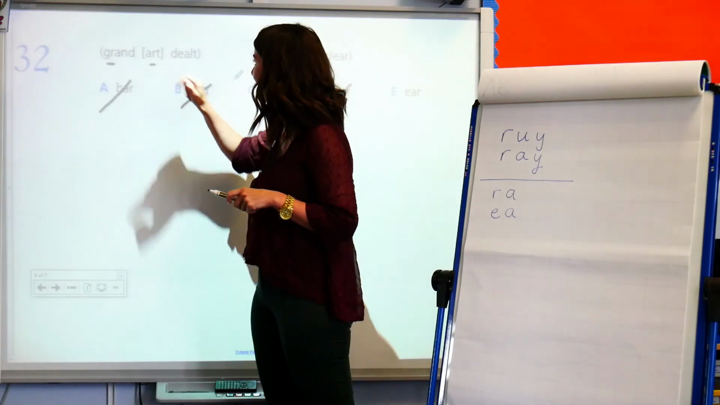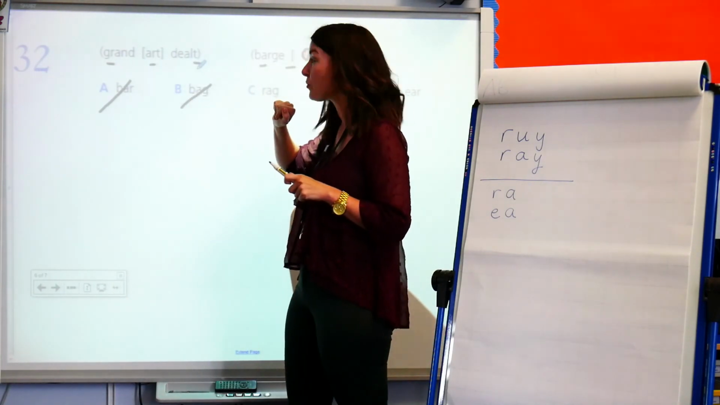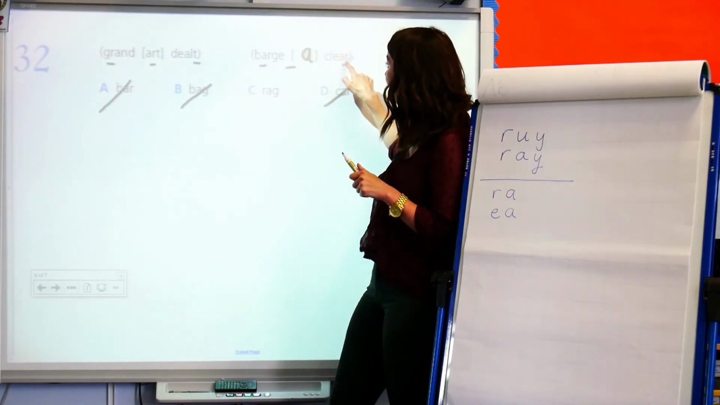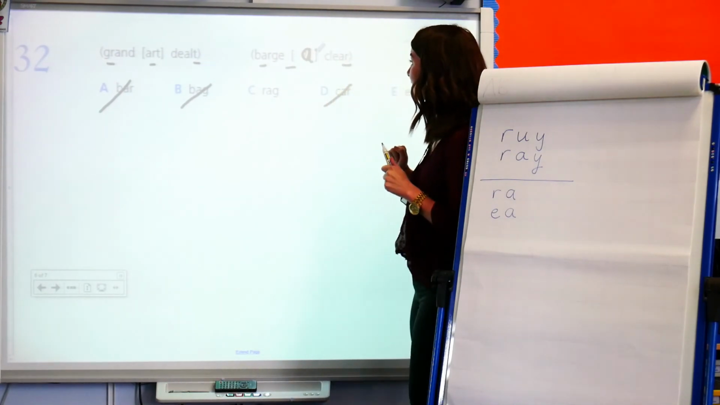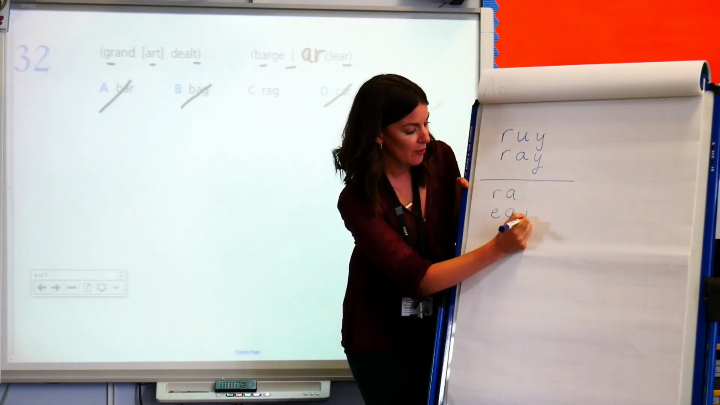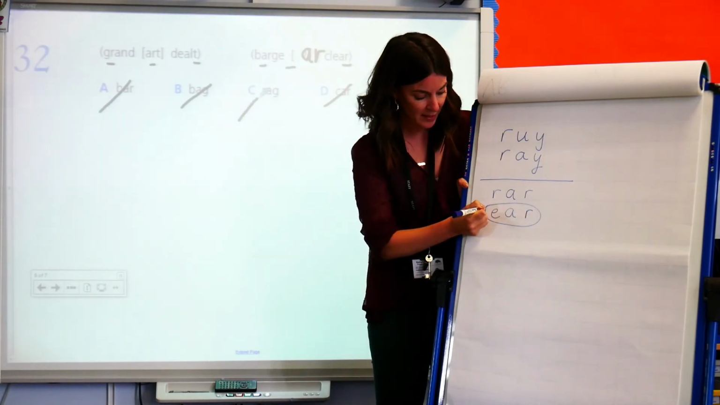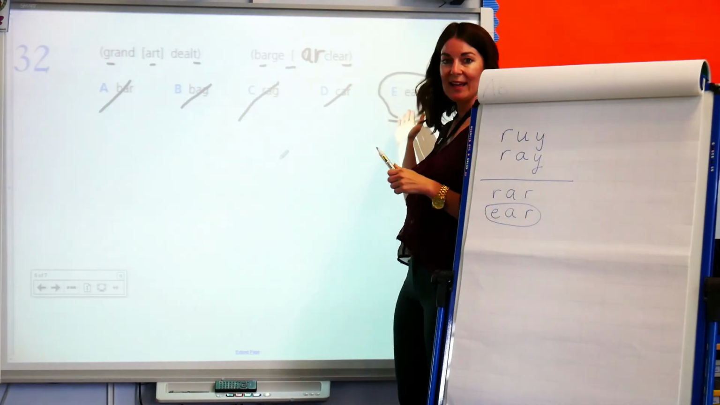Let's look at T. Now the T can only come from the last letter of dealt. So I'm going to take my last letter of clear, and I've noticed that's an R, and that tells me that my R will go there and there. I've only got one option it can possibly be, which is going to be ear.